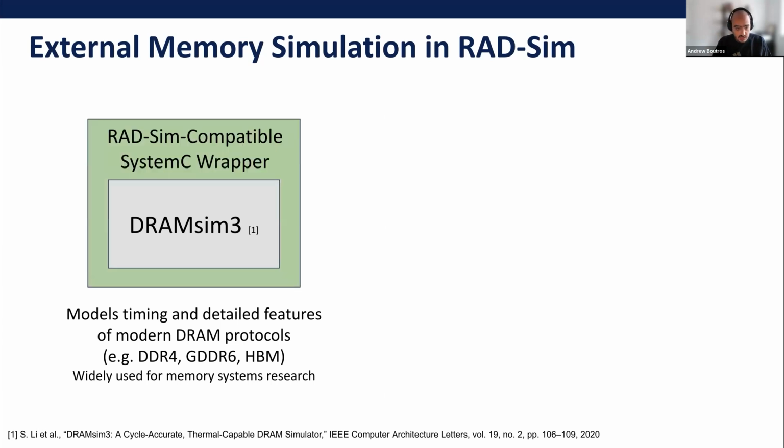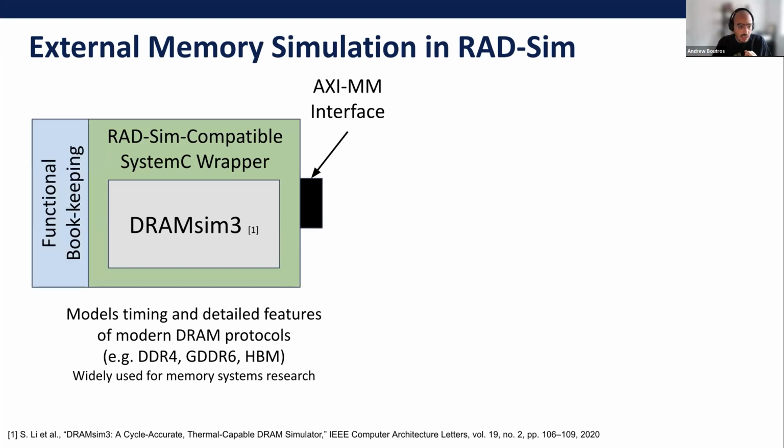So we basically take DRAM-Sim, we build a RAD-Sim compatible SystemC wrapper around it, and make it visible to the external world over an AXI memory mapped interface, which is typical in FPGA land. And then we add on top of it functional bookkeeping. So if you read and write data from the memory, you still maintain the actual contents of the data, which keeps the functional verification aspect of RAD-Sim intact.